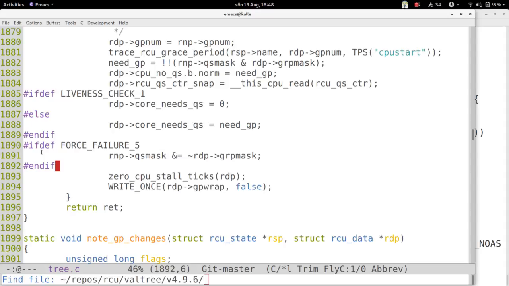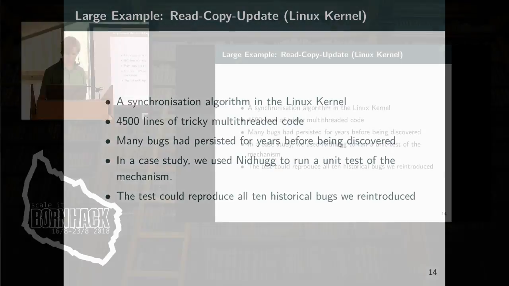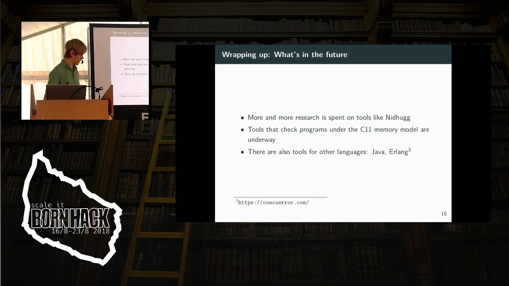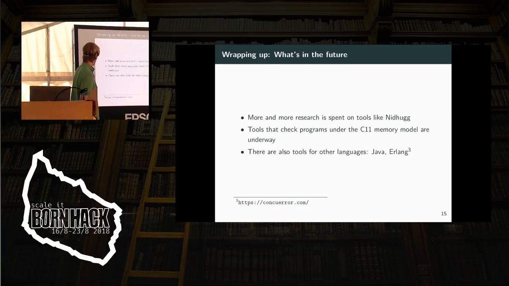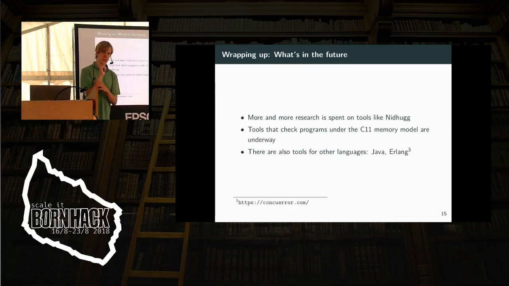All right, that was the final example I wanted to show you. So there is more and more research spent on tools like Nidhugg, which are used to test this real code, right? You feed it C or C++, not some modeling language that you need to re-implement your program in. And this lets you test that the actual code that you're actually running behaves properly.